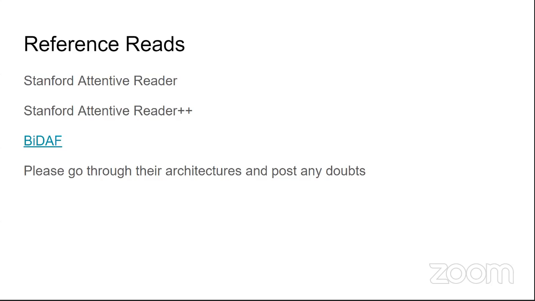So Stanford Attentive Reader, second version, which is called Attentive Reader Plus Plus, and one of the most popular systems, bidirectional attention flow. So BiDAF is one of the most popular systems. You should definitely look at it. Please go through the architecture of BiDAF, and if you have any doubts, please just post it to us. Let's finish question answering there.